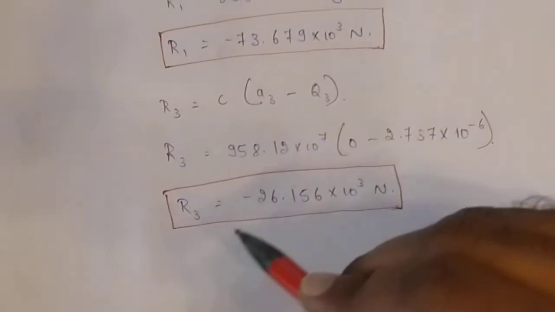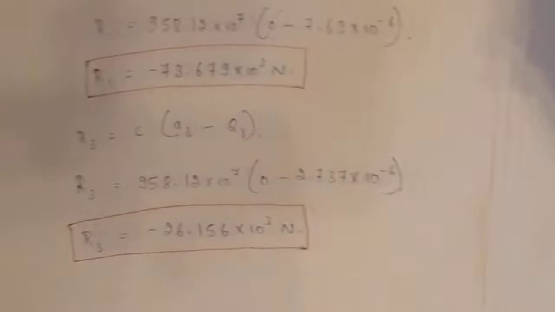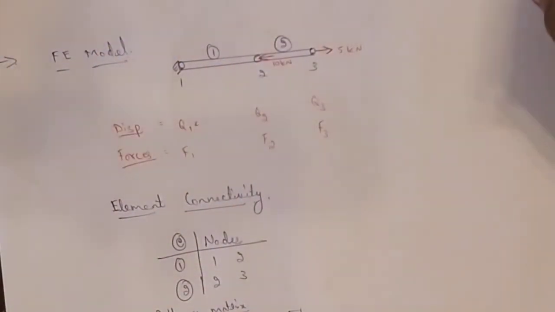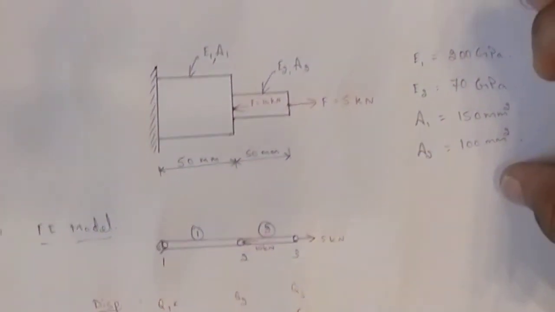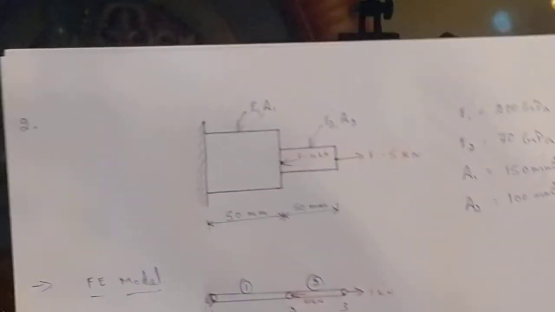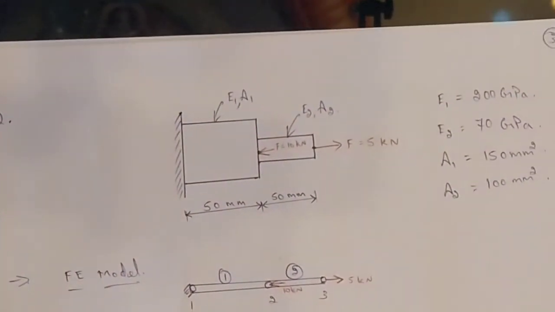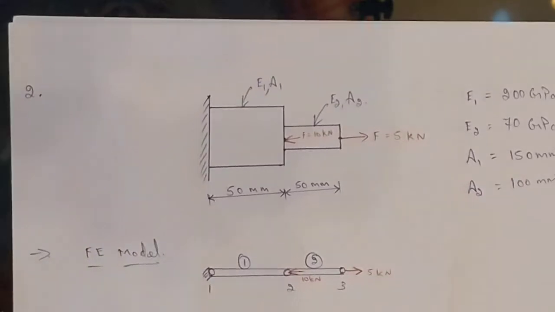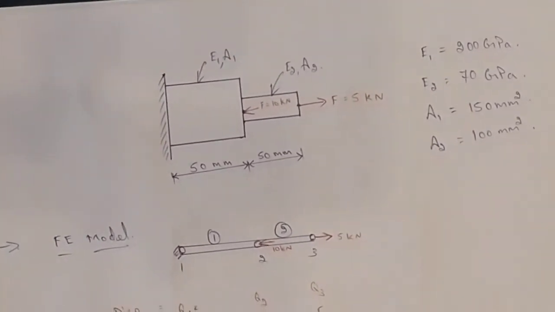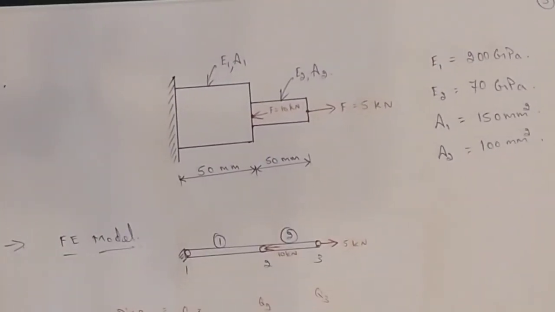Okay. So this is the penalty method of handling boundary condition. We'll move on to the next problem using the same penalty method of handling boundary condition. We have solved even this problem earlier using elimination method. So now we'll solve using penalty method.